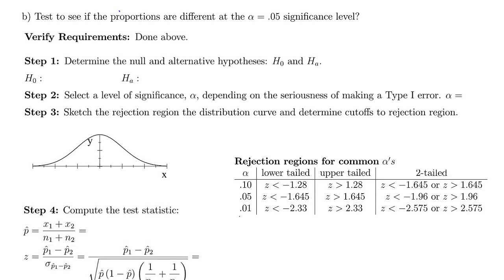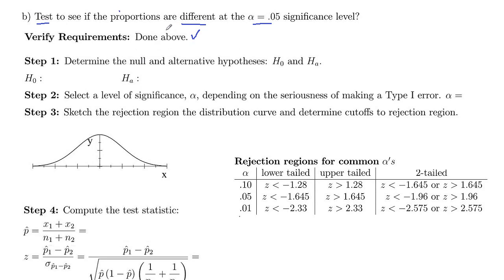So here in part B, we want to test to see if the proportions are different at the 0.05 significance level. So we verify our requirements. That was done above. Same requirements as the confidence interval. Determine null and alternative.